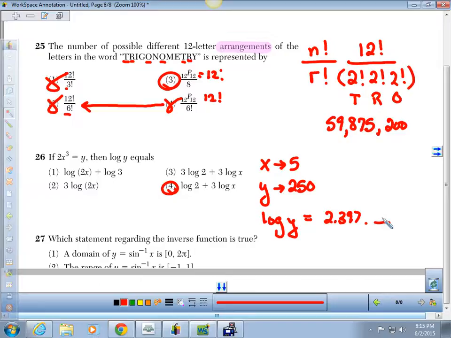2.397, right? Okay. Start typing these ones in. Tell me which one's going to be the exact same. Now, obviously, for time's sake, let's go right to 4. Type in number 4.